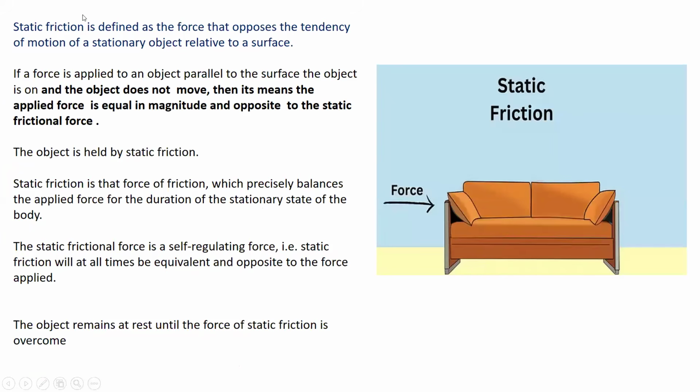Let's start with static friction. I'll use the example of this particular couch, or you call it a sofa, or whatever you want to call it. Let me start with that example. I want you to follow my line of thinking. Here is you, and what are you trying to do? I'm trying to push this particular couch. In other words, I am trying to apply a force. What is the intention? The intention is to move this couch.